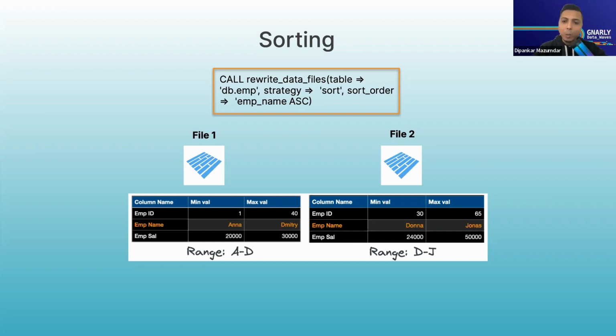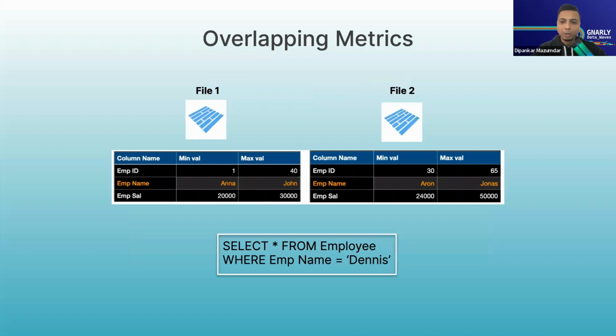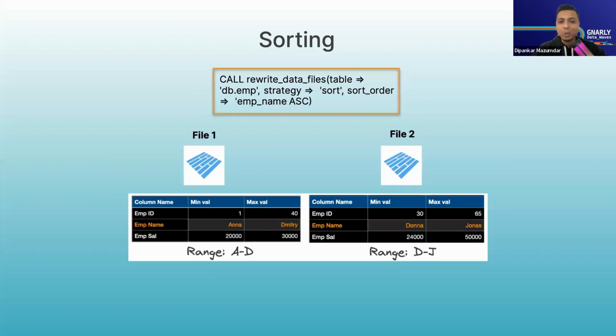So now if you run the previous query, which is select star from employee where the name is Dennis, the query engine has to read only one file, right? It basically has to read the first file. It doesn't even have to go and read the second file. So by changing the layout of the data using a technique like sorting, we were able to answer the query by reading only half the data files, which is really helpful at a larger scale, as you can imagine.